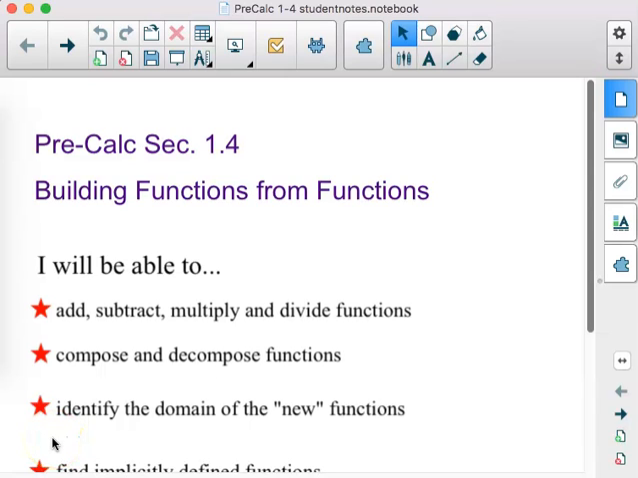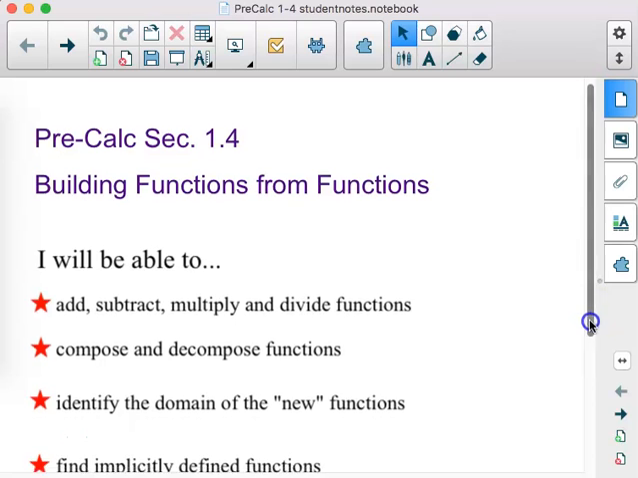Hi, this is section 1-4, and this is what we are starting on Tuesday, October 27th. We are still looking at chapter 1, which is just labeled functions and graphs, so lots and lots to learn. And this says we're going to be building functions from functions. So here are our objectives, and you want to pull out your yellow learning objective sheet and rate yourself before the lesson. Add, subtract, multiply, and divide functions.